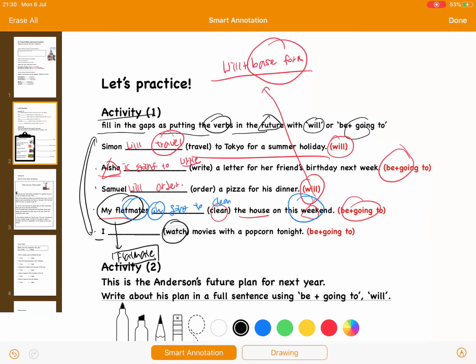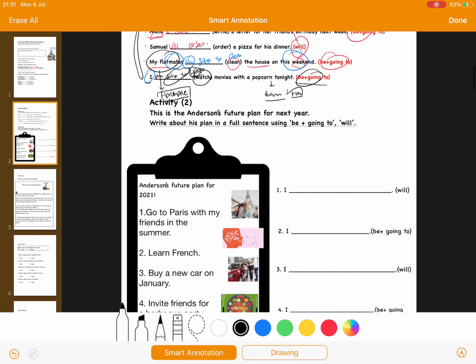I watch movies with popcorn tonight. It's a future plan, right? It's not happening right now, but it will be. We need to use be plus going to in this sentence. The be verb of I is am. I am going to watch, the base form. I'm going to watch movies with popcorn tonight. Okay. Very good. So let's move on to activity 2, everyone.